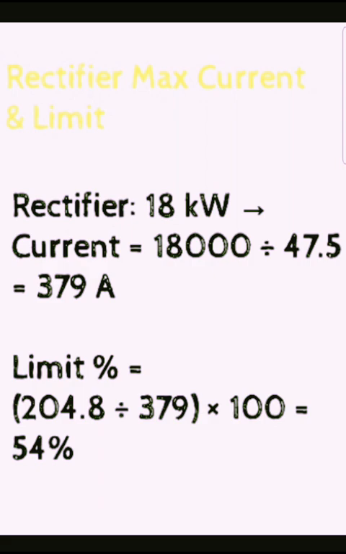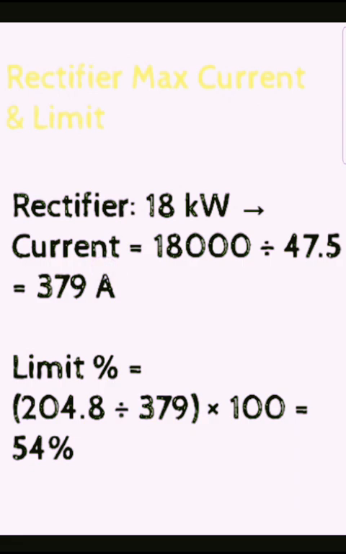Now we want to calculate the maximum current at the startup voltage of this rectifier. Hence we take the rectifier capacity, which we will divide by 47.5, and we have 379. Now, looking at this 379, it is obvious that if we are not going to set the current limit and we are operating on this 47.5, it's going to be drawing this much from the generator, and this will be an overload.